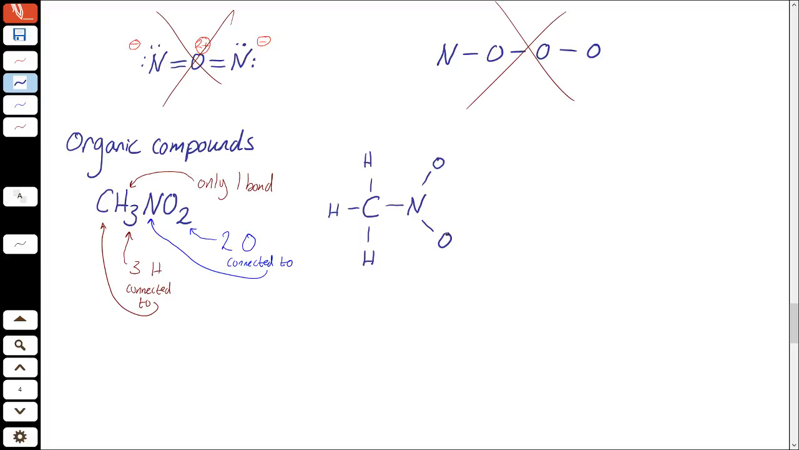So we still got 24 electrons. We used up 2, 4, 6, 8, 10, 12. So we've got 12 more to get in there. So we can go 2, 4, 6, 8, 10, 12. That uses up all our electrons, but then what's the problem? Anybody see a problem? Nitrogen only has 6. Yeah, nitrogen doesn't have an octet, so how do we solve that? Right, we're going to take one of the pairs of electrons off, and instead turn it into a double bond.